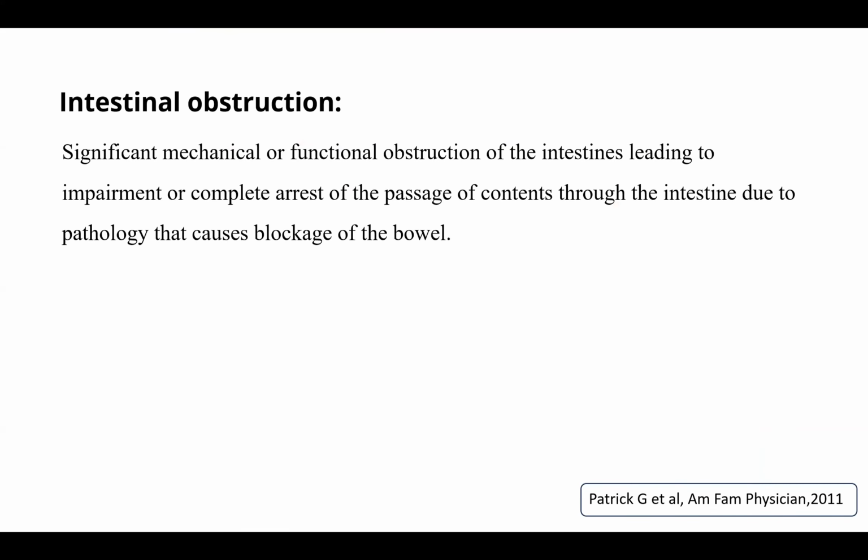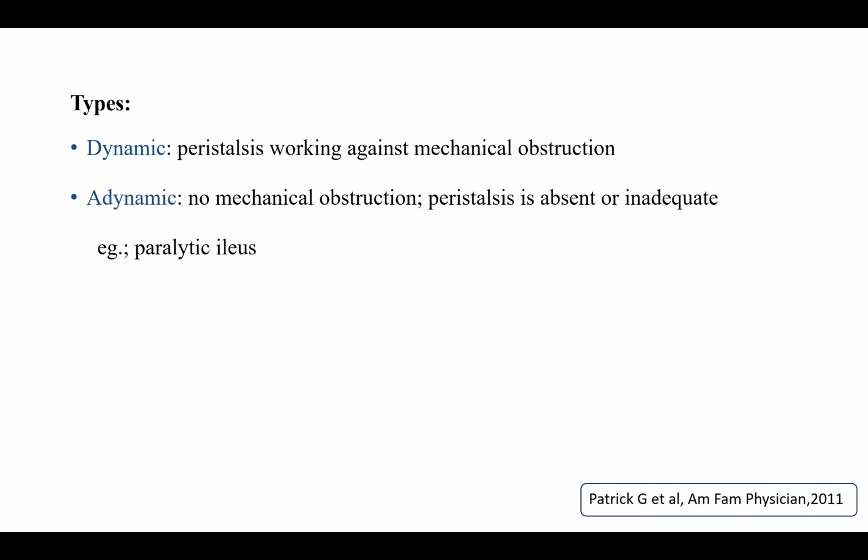Intestinal obstruction can be defined as significant mechanical or functional obstruction of the intestines leading to impairment or complete arrest of passage of contents through the intestine due to pathology that causes a blockage of the bowel. Broadly, it can be classified into dynamic and adynamic. In dynamic, the peristalsis will be working against a mechanical obstruction, whereas in adynamic, there is no mechanical obstruction and either peristalsis is absent or it is inadequate, such as in paralytic ileus.